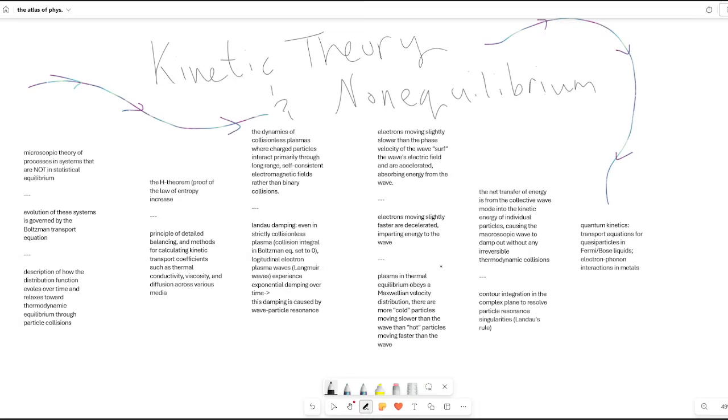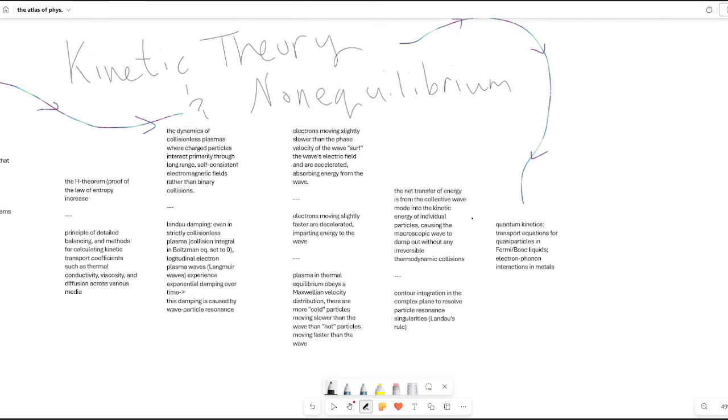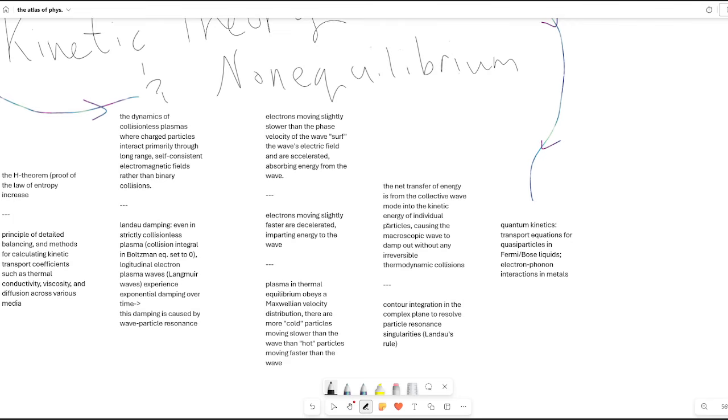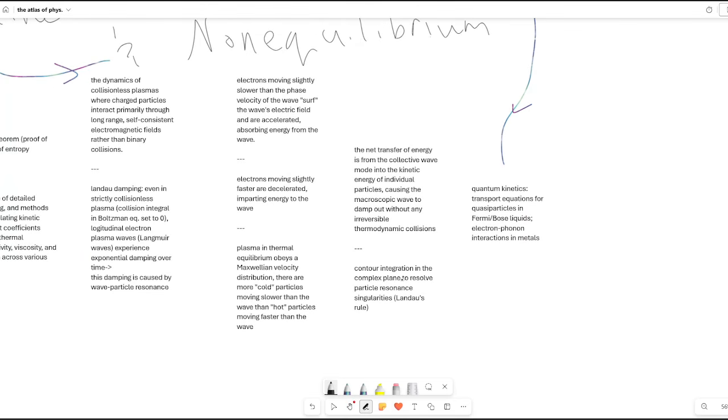And that's just kind of the new idea of equilibrium, right? Even though it's in a non-equilibrium, it's kind of an effective equilibrium that emerges out phenomenologically. Okay. The net transfer of energy from the collective wave mode to the kinetic energy of the individual particles causes macroscopic waves to damp out without any irreversible thermodynamic collisions. And then you have contour integration in the complex plane. This is a nice mathematical technique to resolve particle resonance singularities, and it's called Landau's rule.